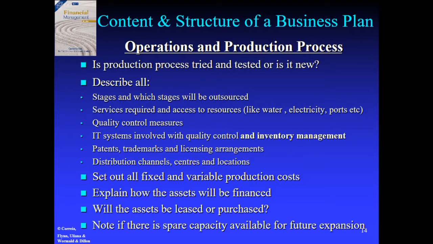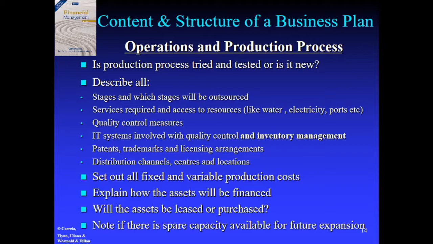So it is vitally important that investors and lenders have a good understanding of the firm's operations and production process. So the plan should describe the manufacturing and production process with diagrams and photos if necessary in all stages of the production process. The business plan should also include any measures taken to ensure quality control and the use of IT in production to ensure product quality and inventory management.